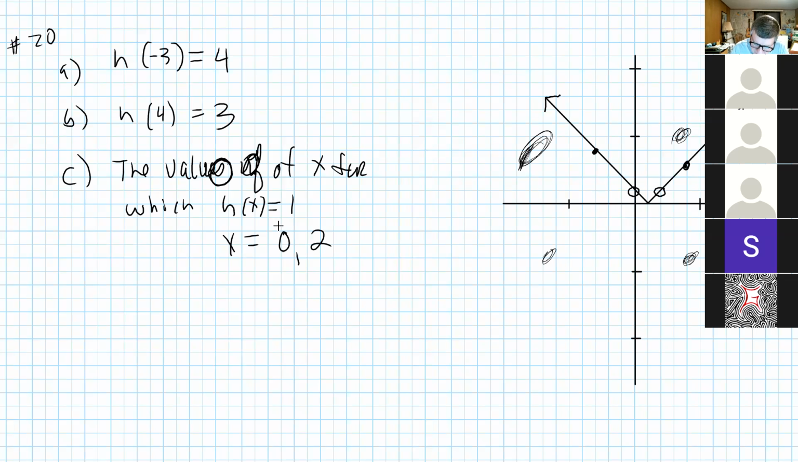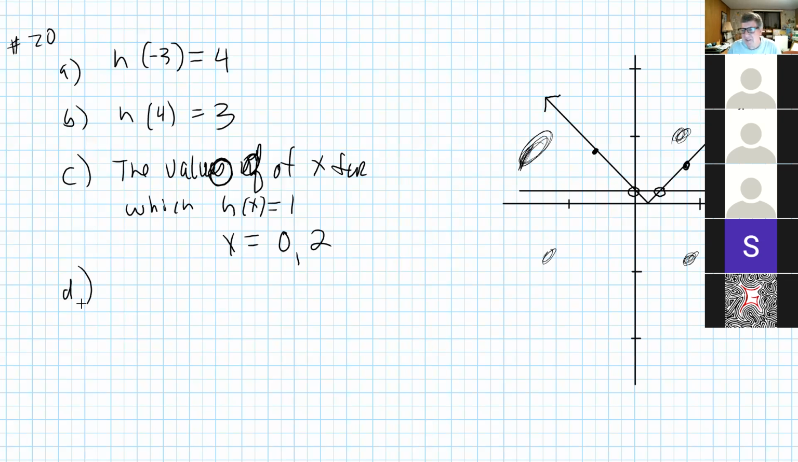So if h of x equals 1, then what you've basically got is right here, that's h of x equals 1. So every point that's on that line would have a y value of 1. So x is 0, x is 2. Does that make sense? Yeah, it was throwing me off because it's like a check mark.